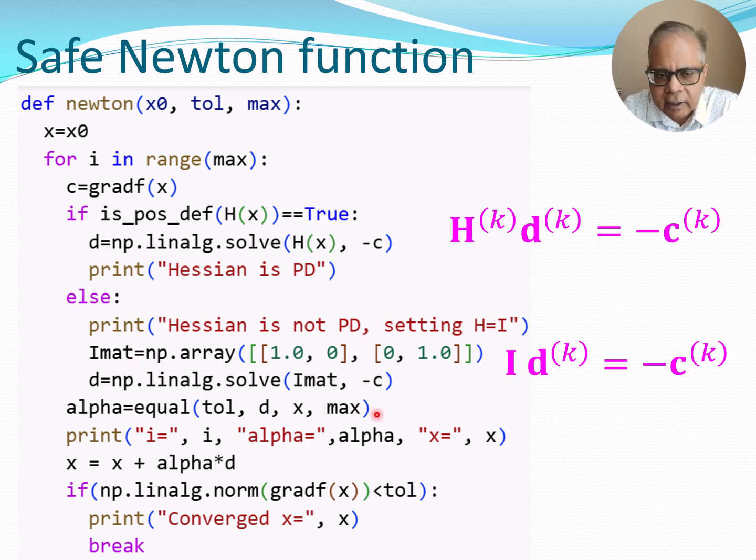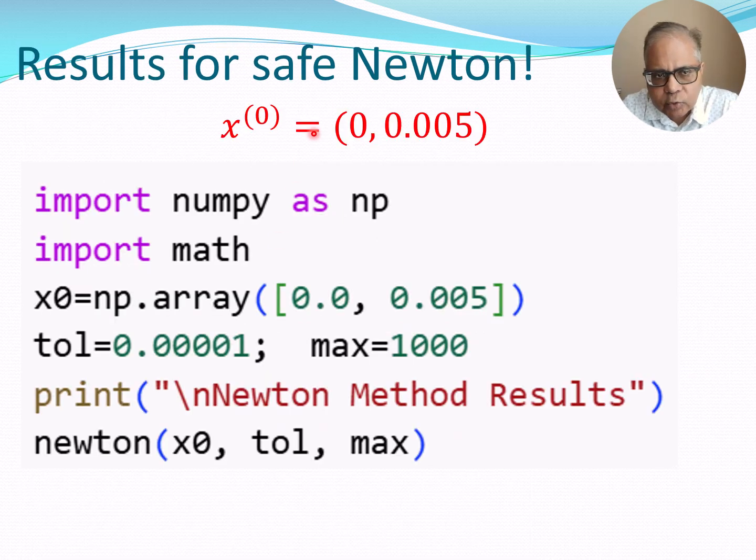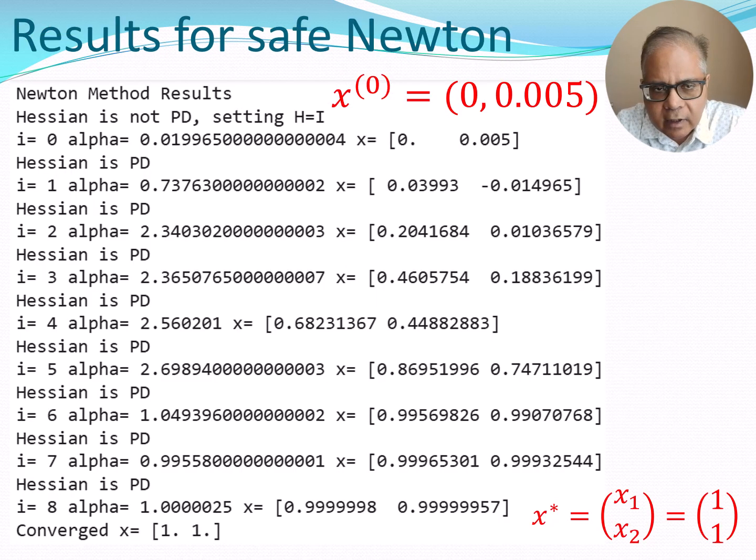And in each case we are using the one-dimensional search to get the optimal value of alpha, and then we are using x = x + alpha d, and we are converging when the gradient vector becomes very small. So let us look at the results with the safe Newton method. So again this is the starting point which causes the singularity, and then I again invoke the call to this Newton method which I have slightly changed to make it safer. And now you can see this method runs without any problem.